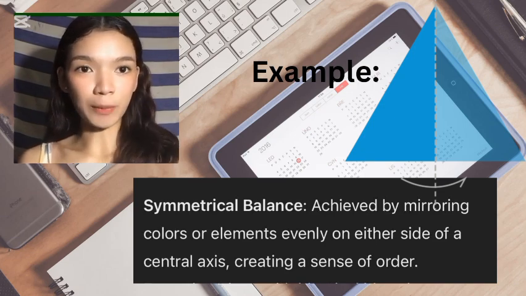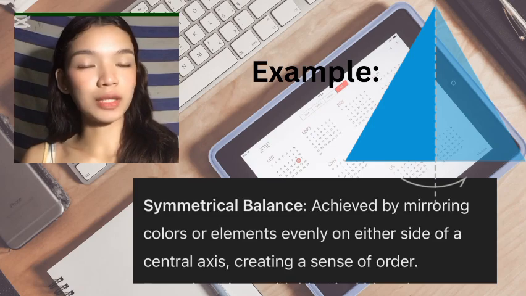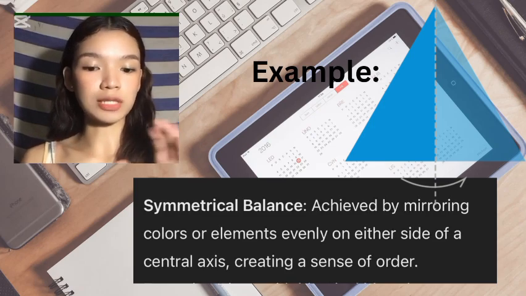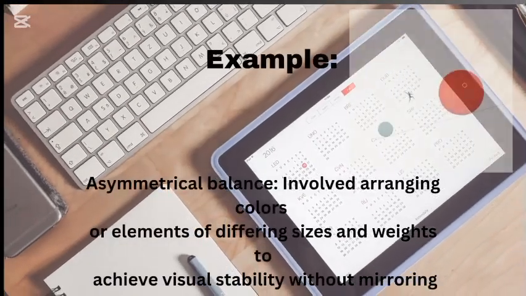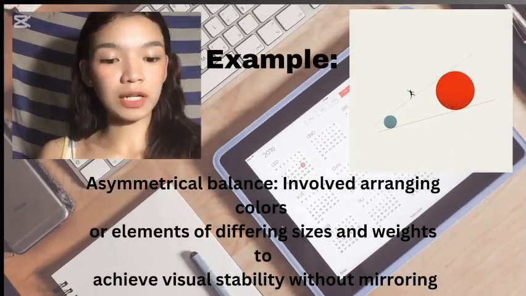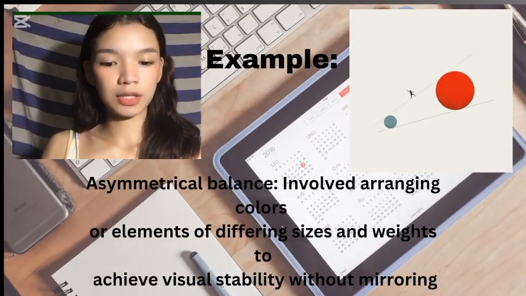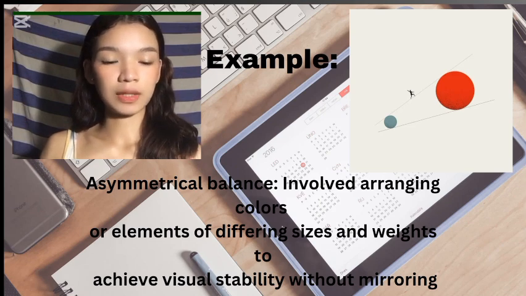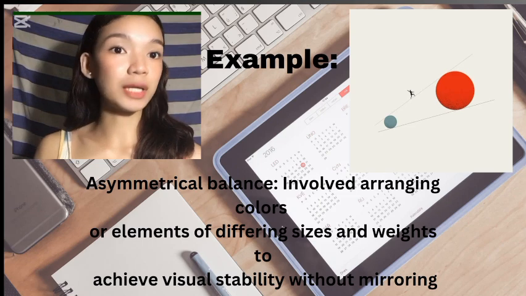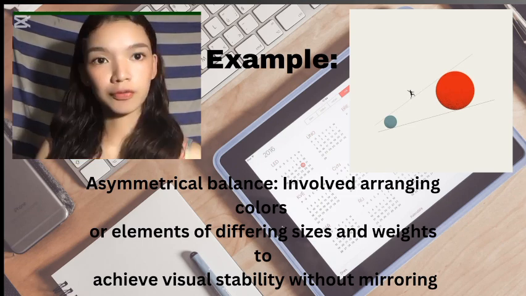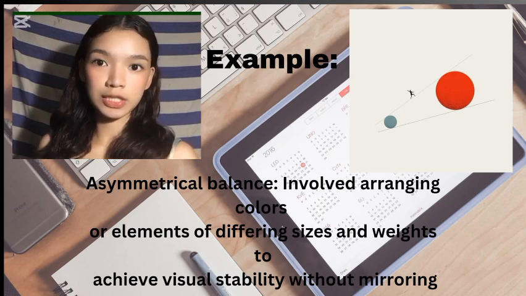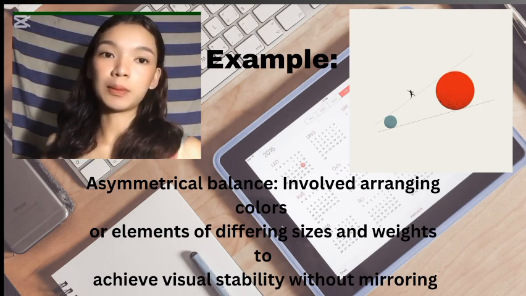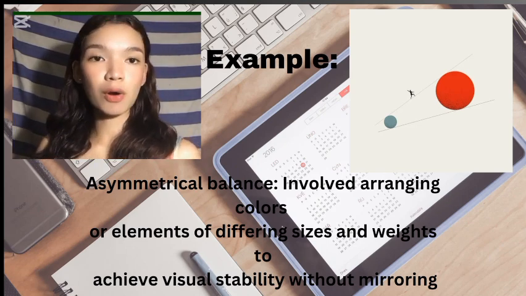Example, a logo with identical blue shapes on both sides of a vertical line. Asymmetrical balance involves arranging colors or elements of differing sizes and weights to achieve visual stability without blurring. For example, a design with a large red shape on one side balanced by several smaller, neutral shapes on the other side.